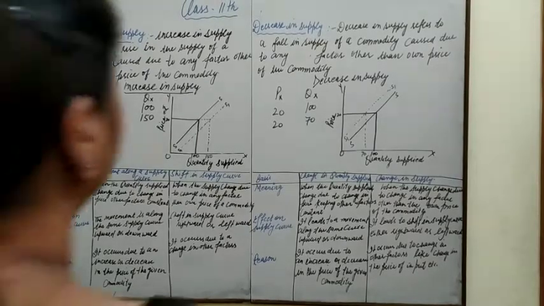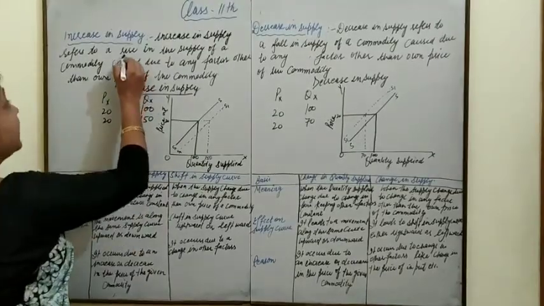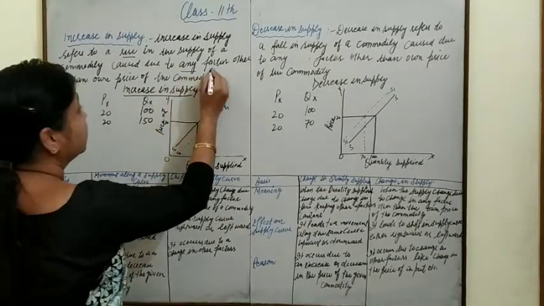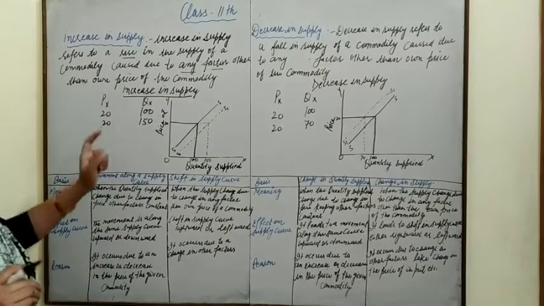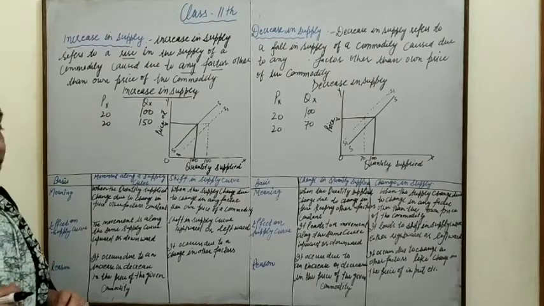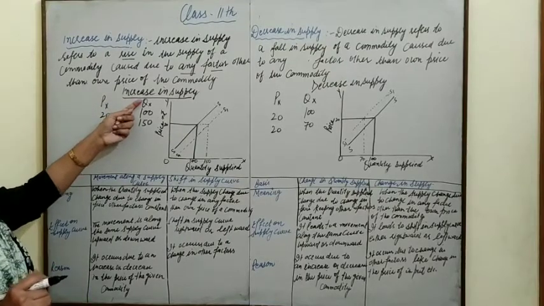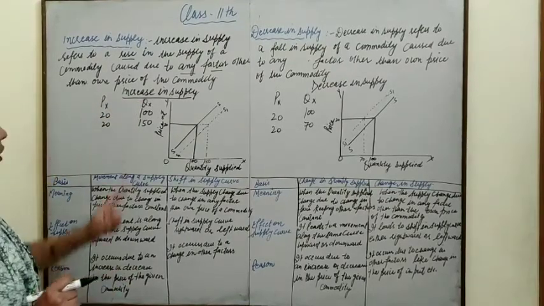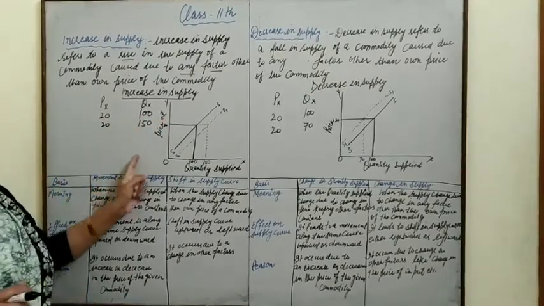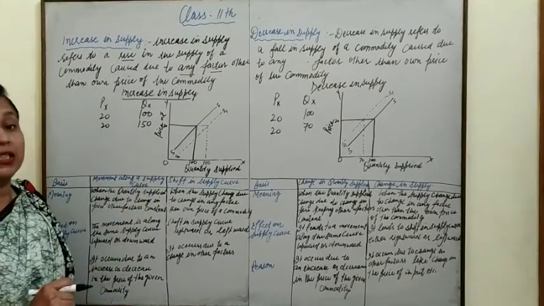Our next topic is increase in supply. Increase in supply means a rise in the supply of a commodity due to any other factor. At price 20, the quantity is 100. Now the price is constant, the quantity is 150. This change from 100 to 150 is due to the other factor.